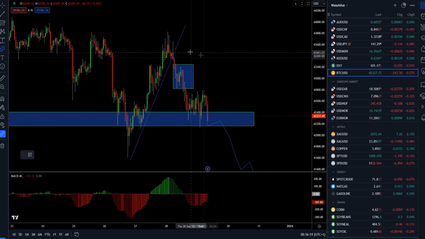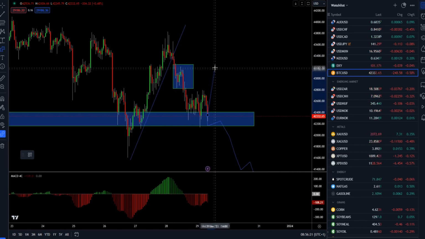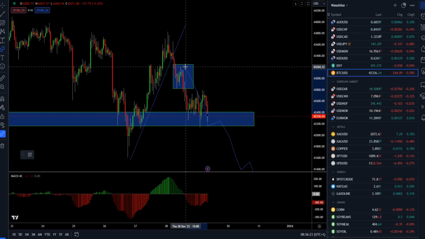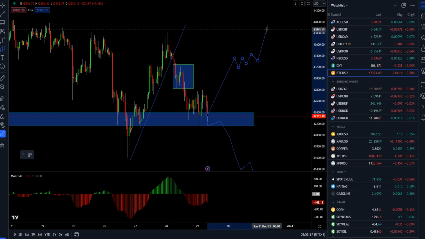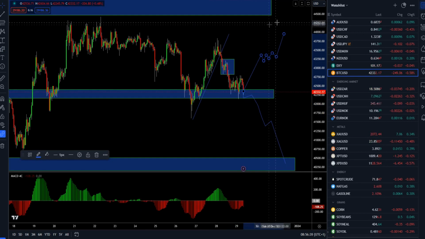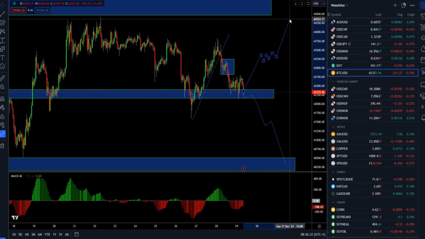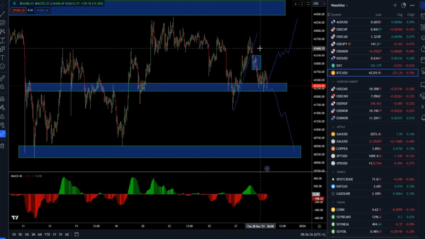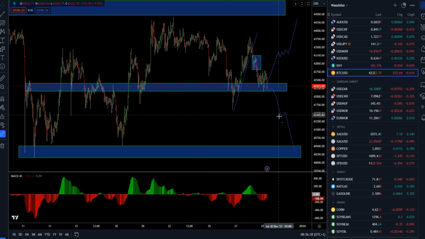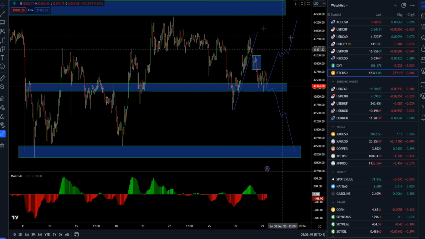Now the alternative scenario will be if the market can regain the power and trade above this 43,200 and hold above, then there is a chance for a retest of 43,900 and maybe even the resistance zone around 44,300. For now, I give more chance to the downside scenario to develop based on the previous price action in the background.